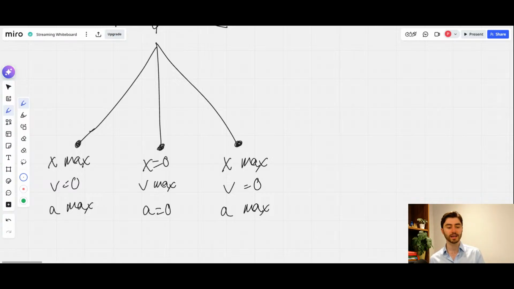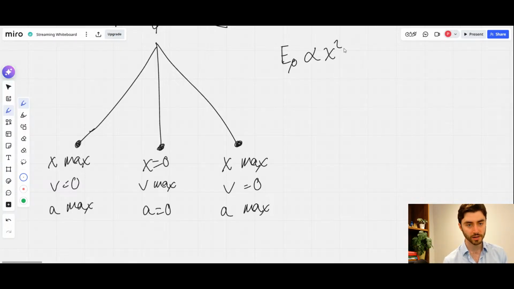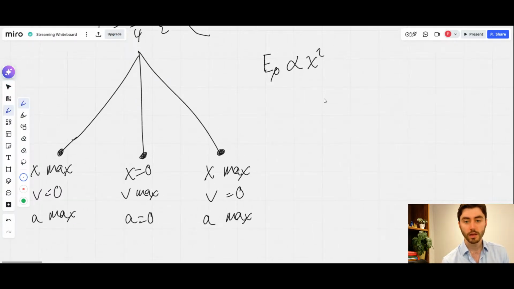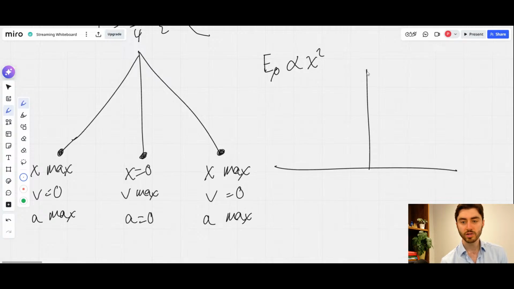And we can use this idea to understand what's happening in terms of energy. Because we know that potential energy is proportional to x squared. So you could consider, for instance, a spring, where the potential energy would be a half kx squared. We know that if we consider energy against displacement, you would get a quadratic x squared curve.